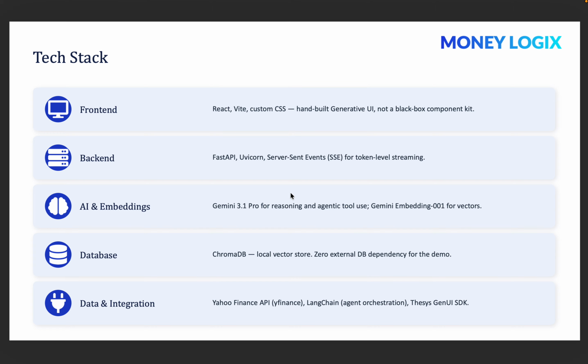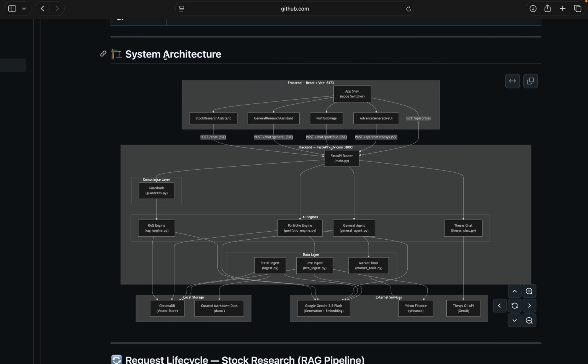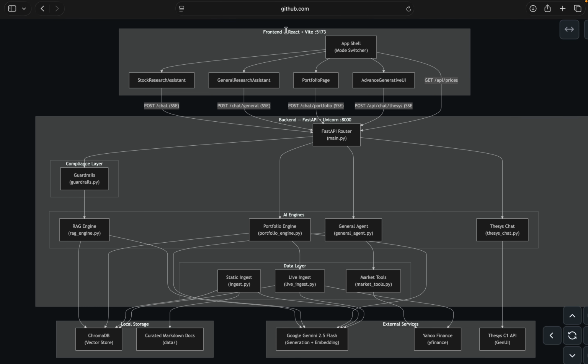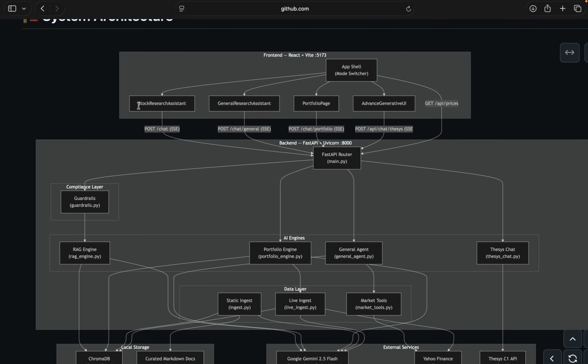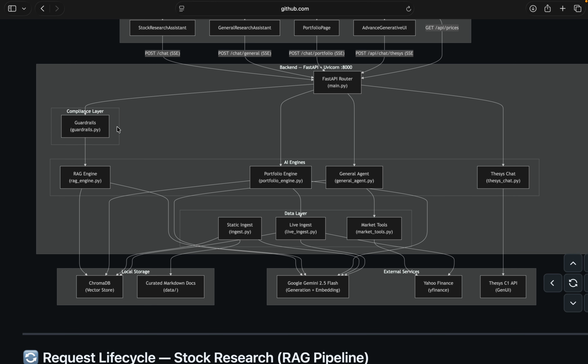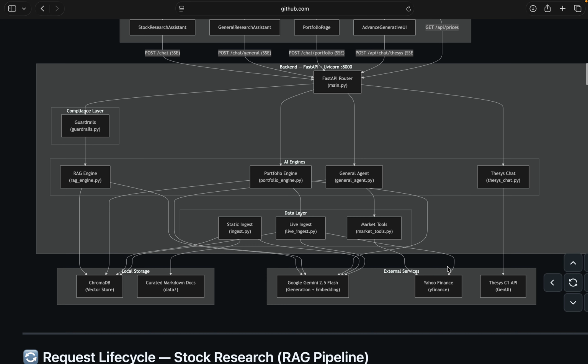Now we'll jump to the system architecture. This is our system's whole architecture. In the front end, we have used React plus Vite. In the back end, we have used FastAPI plus Uvicorn. We have developed 4 parts of our system: stock research assistant, general research assistant, portfolio page, and advanced generative UI. In the backend, we have compliance layer, RAG engine, portfolio engine, general agent, thesis set, etc.